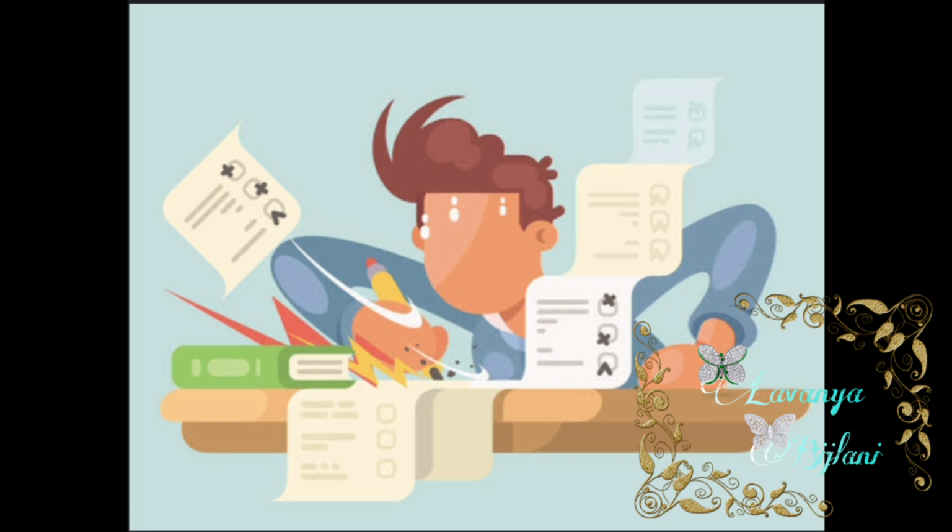Next, match the column. Column 1 and column 2. First, sunflower. This is matched with epigynous. Second, mustard. This is matched with hypogynous. And third, plum. This is matched with perigynous.